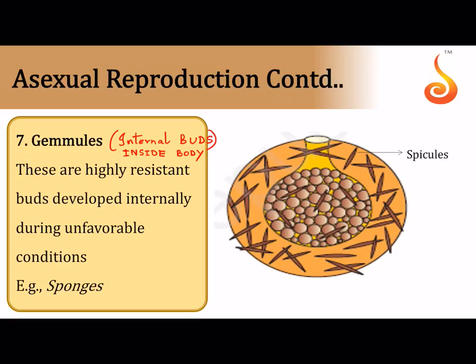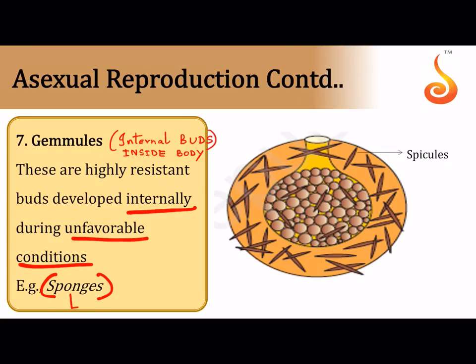A small protrusion develops on the surface. It is not like that. It is produced internally by sponges. Which phylum do sponges belong to? Yes, Porifera. And these buds, internal buds, are mostly produced during unfavorable conditions.